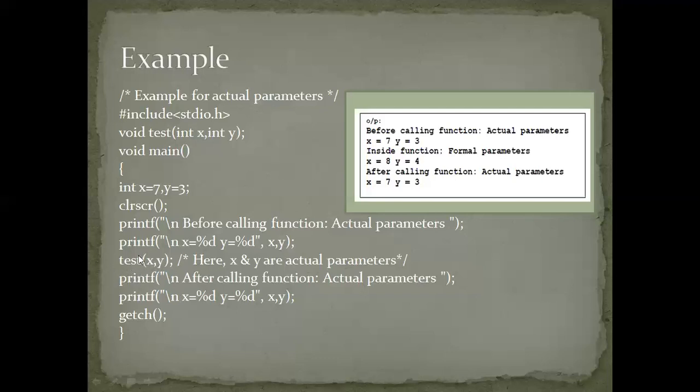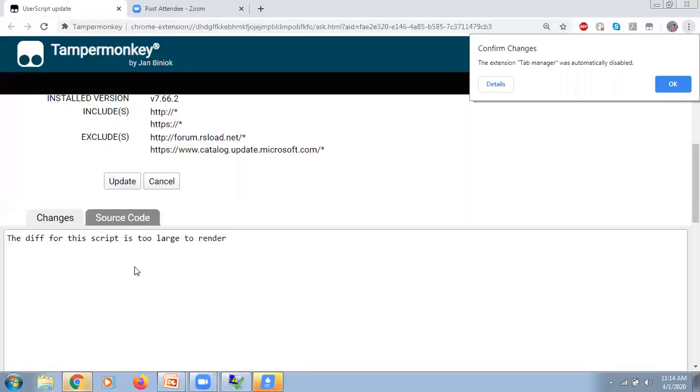Okay, so this is a function call. So when I call this function, the next statement is printf. Printf is not going to execute. What is it going to perform? It is going to execute the test function.